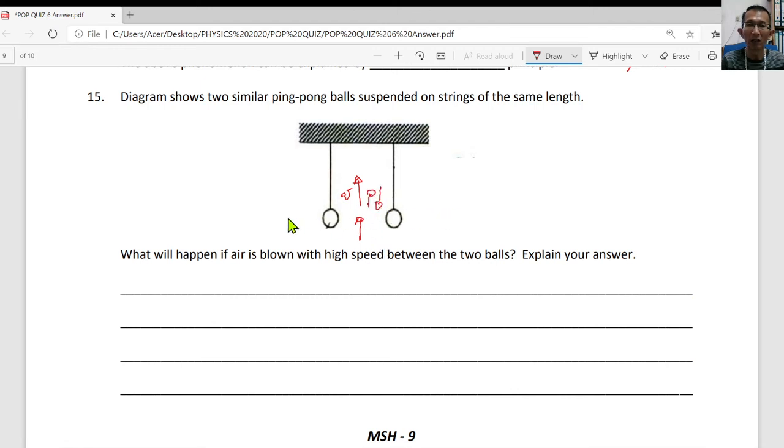Okay, but outside here I don't have anything moving. So outside here I only have my P atmospheric. Here I also have my P atmospheric. And what do I know about this atmospheric pressure? It is higher. The atmospheric pressure is higher than the pressure inside here. So there is nothing moving outside here. So here I have air being blown, so the velocity of air will be very high, and this will produce a very low pressure region in between. So what happened? The ball will be pushed inward.